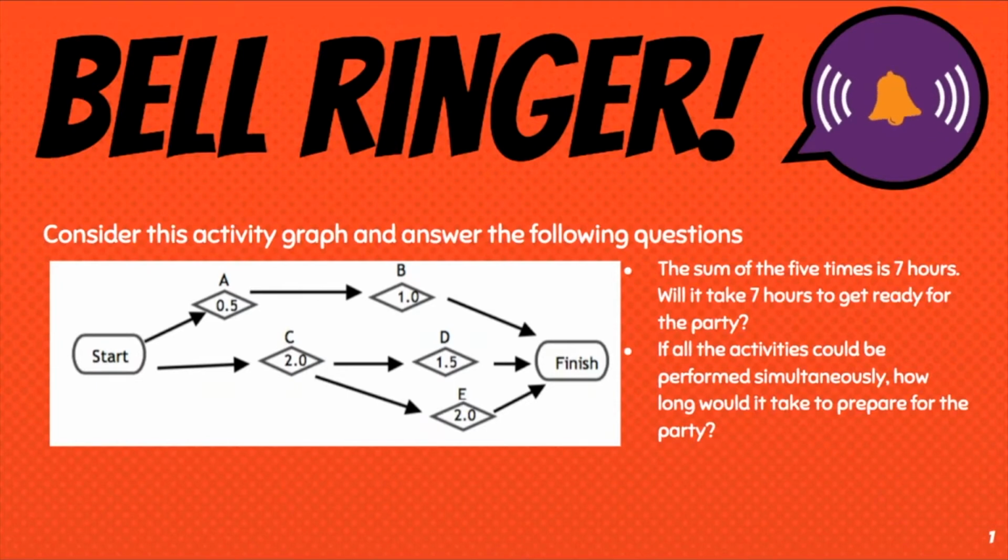let's think about it. The sum of the 5 times is 7 hours. If you add all the time it takes to do A, B, C, D, and E, it takes 7 hours. The question is, will it take 7 hours to get ready for the party?